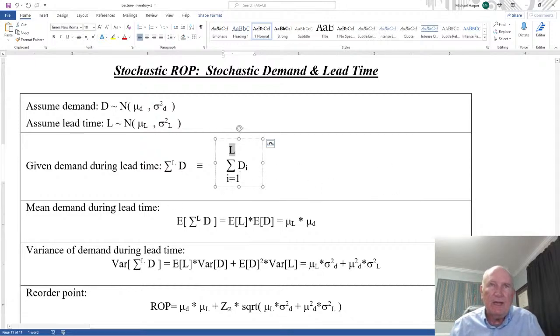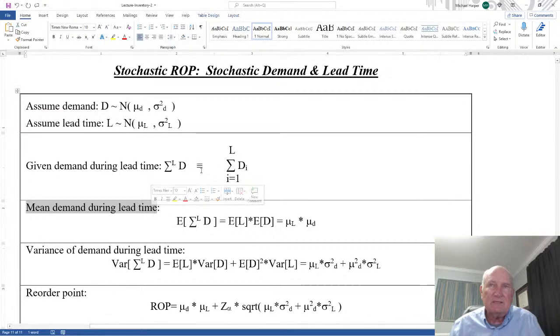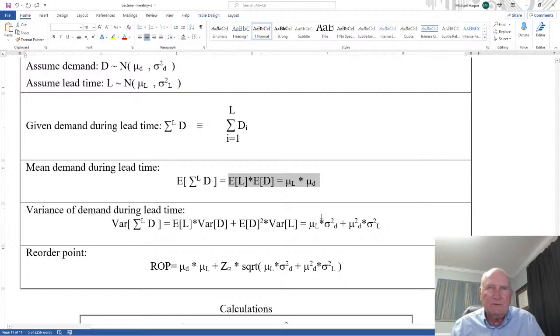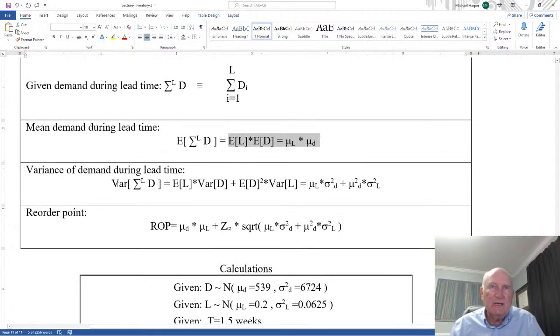Okay, the mean during lead time, then the expectation of this is a random variable, but this random variable has two random variables in it. One's the demand, one is in the sum. So the expectation of this stochastic expression is the expectation of lead time times the expectation of demand. It's pretty straightforward. And I derived this in my videos. The variance of the demand during lead time here is a little bit different. And I derived this in my videos. And it turns out to be this expression.